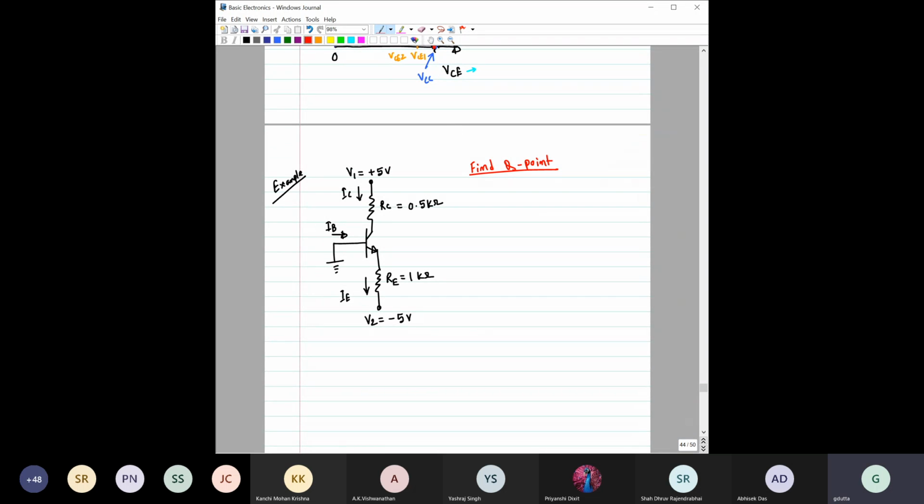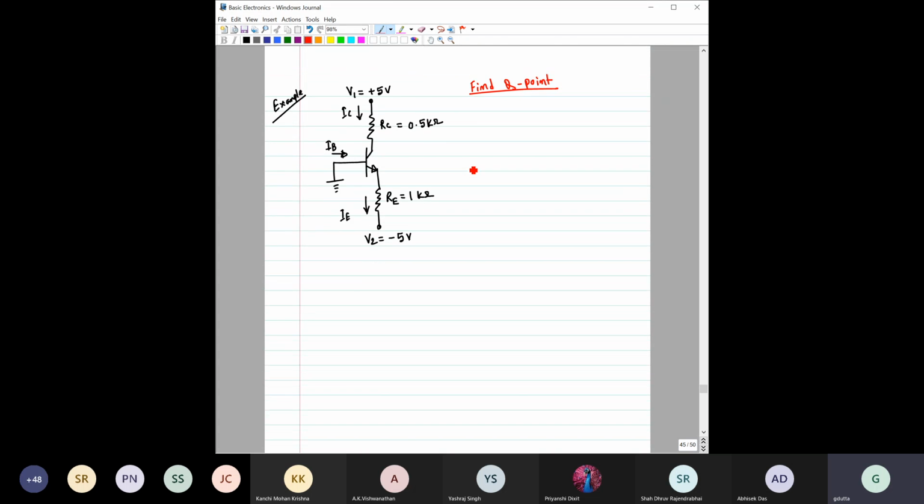Okay, so if this part is clear to you, then maybe we can do this thing quickly. So see this circuit. Here we have to find the Q point. Please try to do this with me. Take your pen and paper and try to solve this. You have to find the Q point, right? Here there are two voltage sources, supply sources. One is V1 and the other one is V2. V1 is plus 5 volt, and V2 is minus 5 volt.